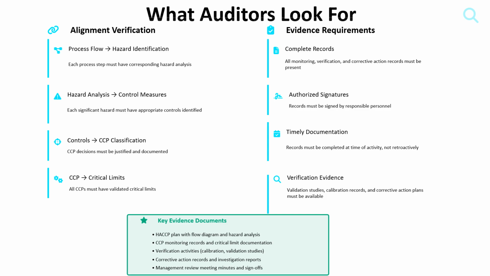Auditors typically focus on three key things during a review. First is alignment. They want to see that your hazard analysis matches your process flow diagram and what they actually observe on the production floor. Second is justification. Auditors look for clear, logical explanations behind your decisions, especially when hazards are identified as significant or not significant. Third is evidence. They expect to see records that prove controls are being implemented, such as sanitation records, temperature logs, training records, and preventive maintenance records. If your hazard analysis states that a control exists, but there are no records to support it, that is considered a red flag during an audit.